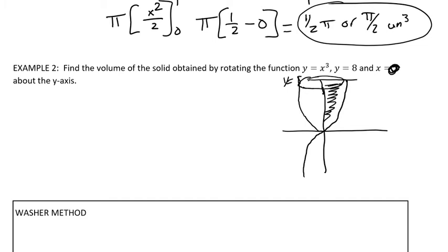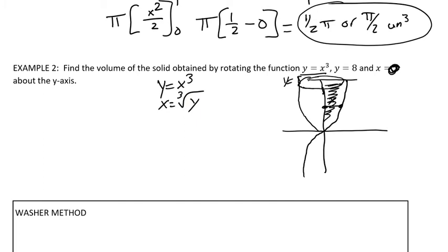But in terms of x, we need to solve these equations for x, because our radius is going to go from here to here, and so that's x. So we need an equation for x. We can't just say x, we have to have an equation. So we take that y equals x cubed and we solve it for x, and x is the cube root of y. And so we're still doing it the same way.